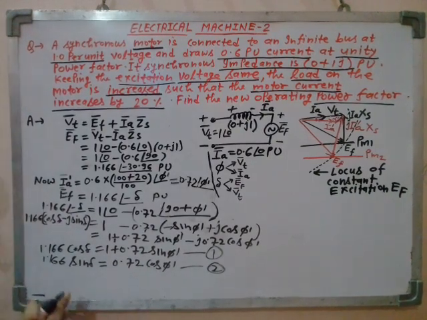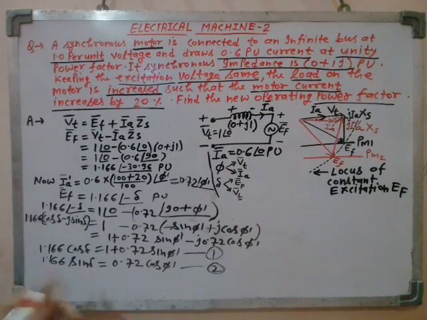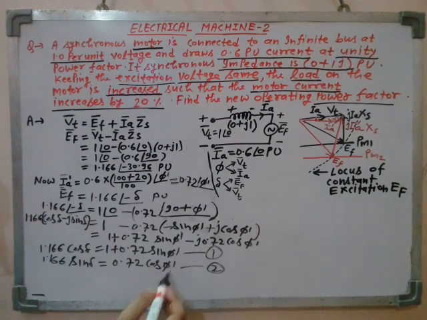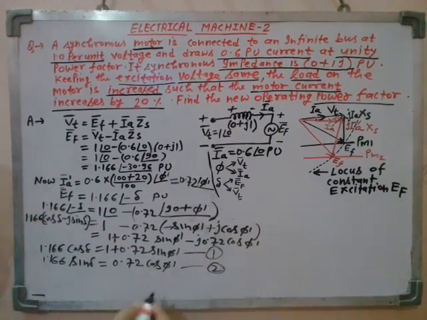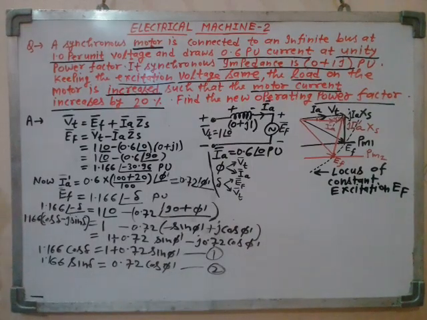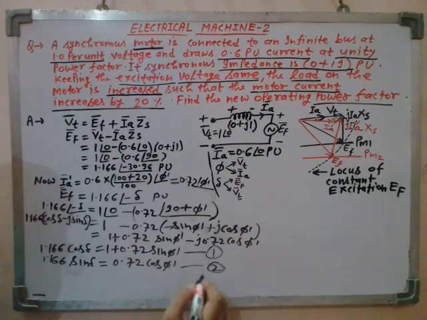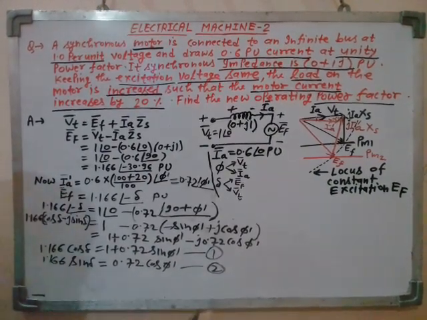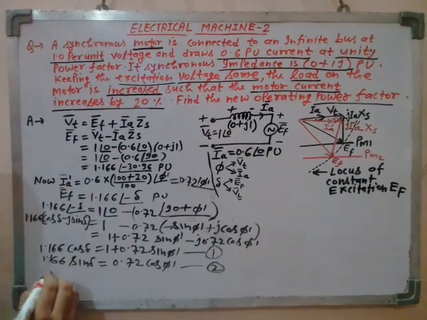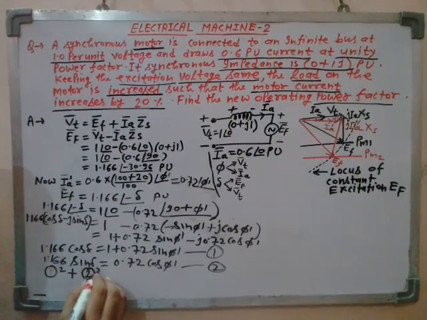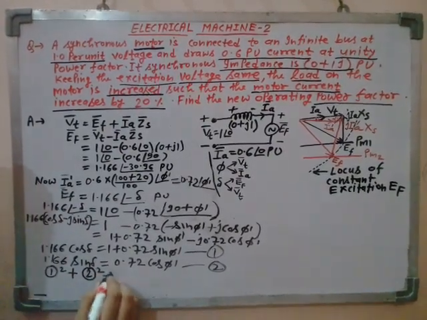So now how to solve these two equations for phi dash? You know that delta is unknown to you, but you have to calculate phi dash only. How to solve this kind of equations for this angle phi dash? You square and add. By squaring and adding these two equations, you can get the angle phi dash. So square equation number 1 and square equation number 2 and add these two equations.